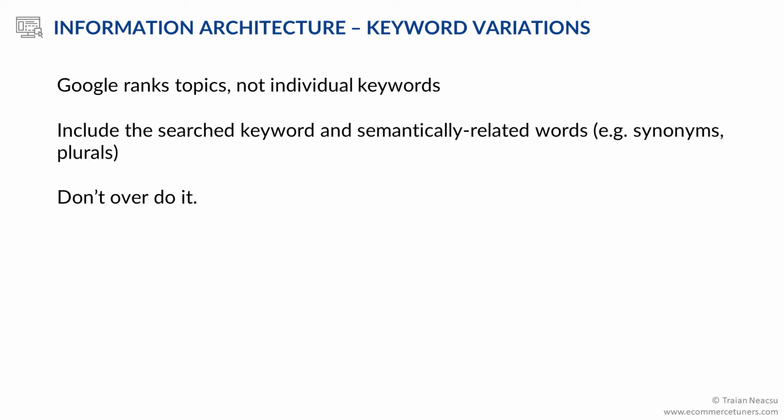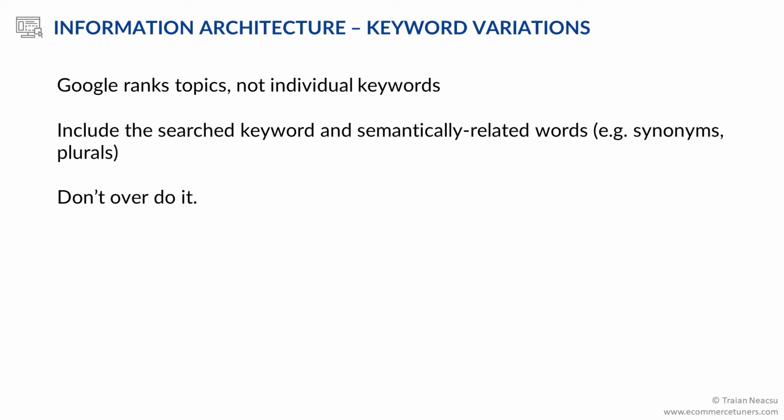Handling keyword variations for external search engines is a bit more complicated. Commercial search engines like Google and Yahoo need to understand and connect keyword variations with the right content on your website. In the past, you would have created individual pages to target keyword variations or a group of keyword variations. However, Google shifted to ranking topics instead of individual keywords. Therefore, it's important that your pages include the searched keyword and semantically related words, for example, synonyms or plurals.